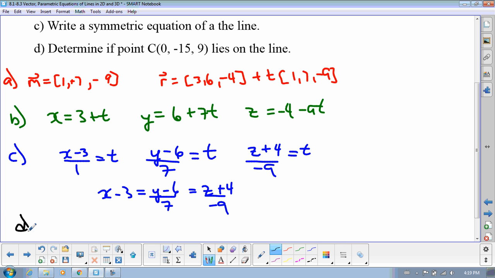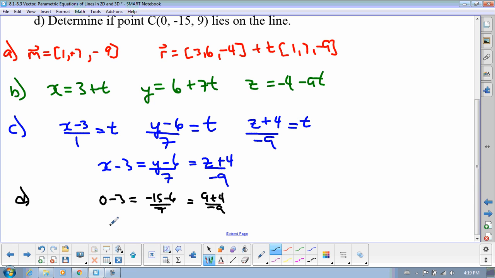Now, part D. Determine if the point (0, -15, 9) lies on the line. The easiest way to do that is to sub into the symmetric equation. So I'll have 0 minus 3 equals (-15 minus 6) over 7, which equals (9 plus 4) over -9. If the point is on the line, it's going to satisfy this equation. So I have -3 equals -15 minus 6 is -21, divided by 7 is -3, so it's looking good. But then I end up with 14 over -9. So therefore, no, the point is not on the line.